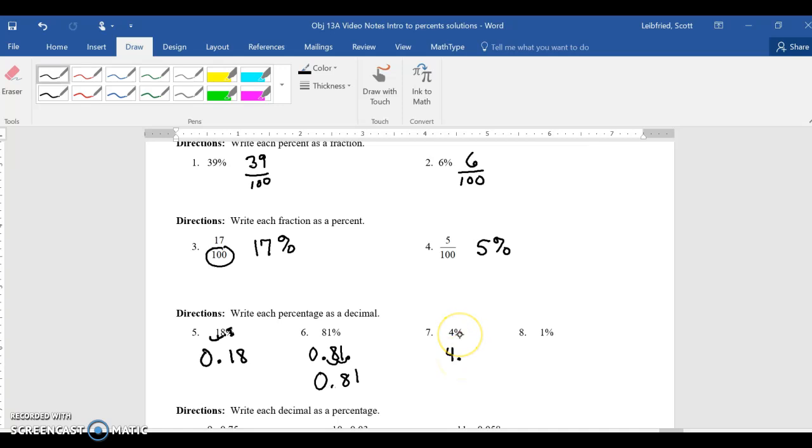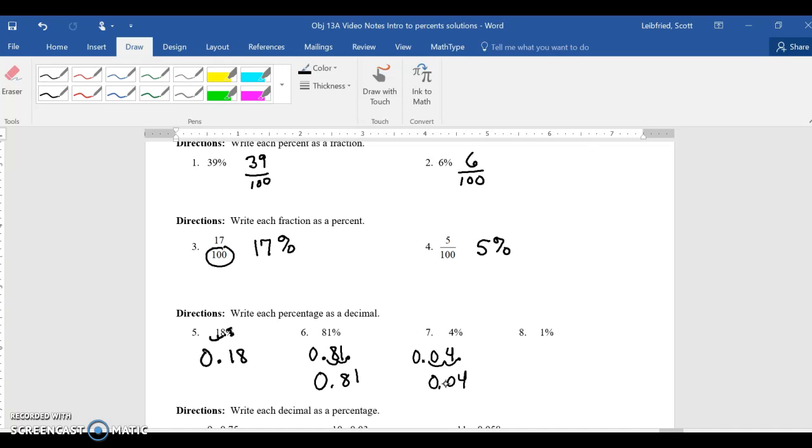Number 7, 4%. Single digits can get a little tricky because we rewrite the 4, put the decimal there instead of the percent, and we move it 2 places. But there's not a second number here to actually move it from. So what we do is we act like there's a 0 in front of the 4, and now we have the same problem as number 5 and 6. Our final answer is 0.04.